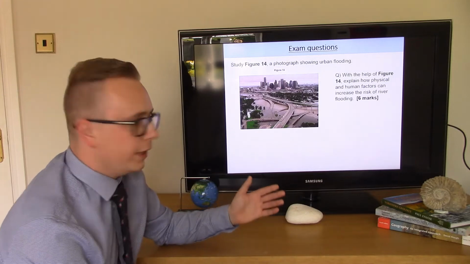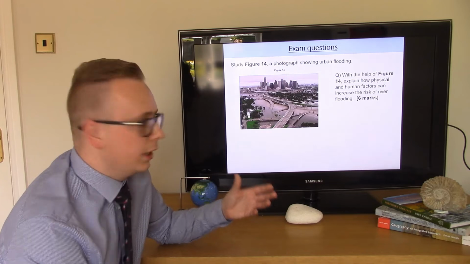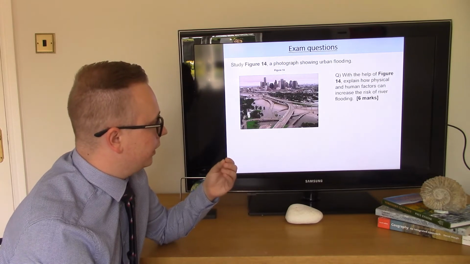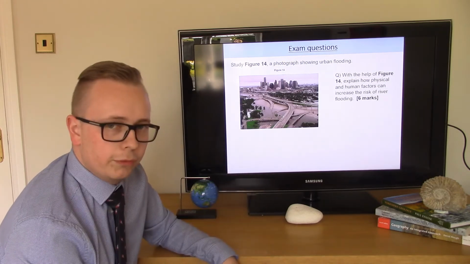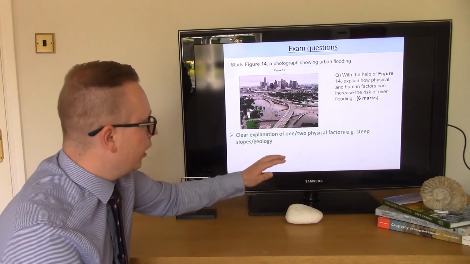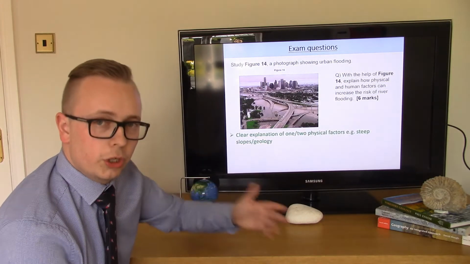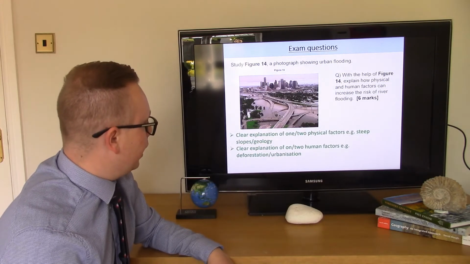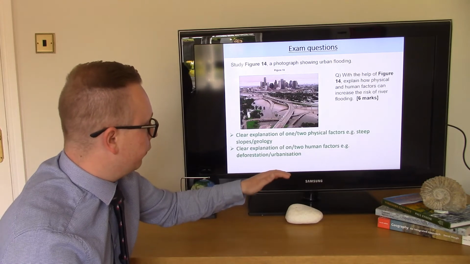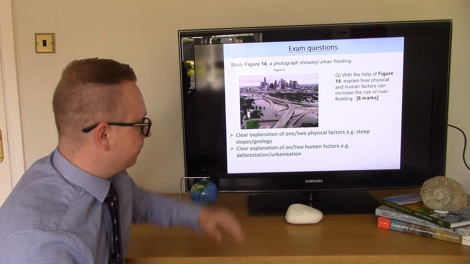So apart from the figure bit, this is really just a knowledge question. You need to explain the ways that flood risk can be increased, both physical and human factors. So we need to do that. We need to have at least one or two physical factors explained, so things like your steep slopes or your geology, talking about impermeable rock. And then a clear explanation of one or two human factors. If you're going to do one physical, you'd want to do two human, or vice versa.